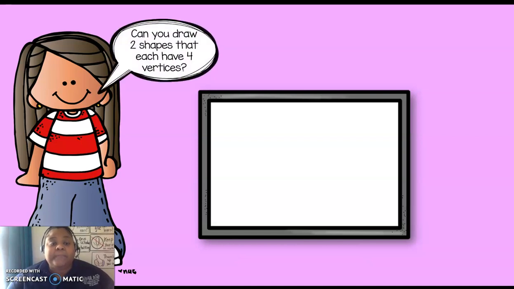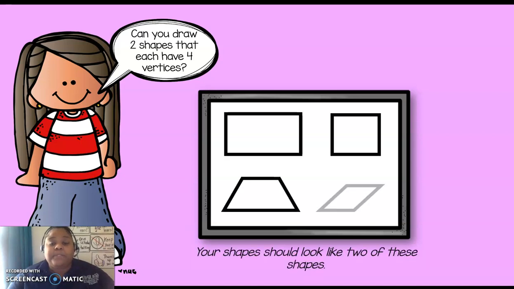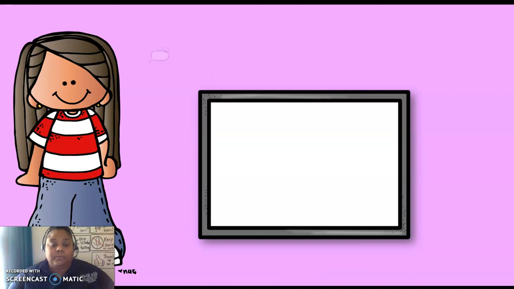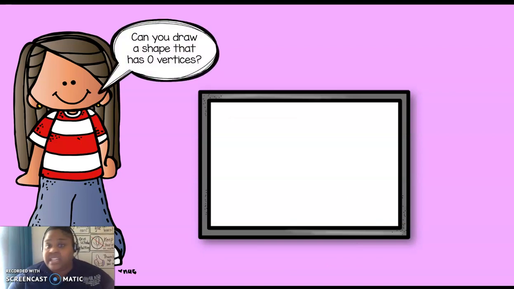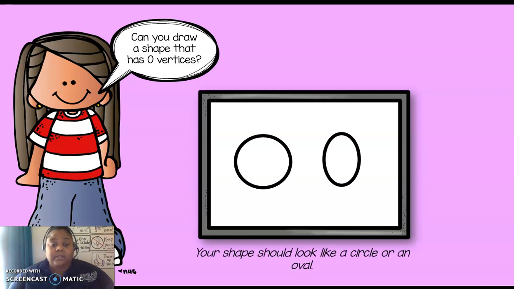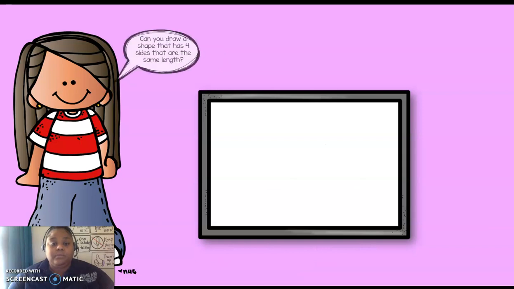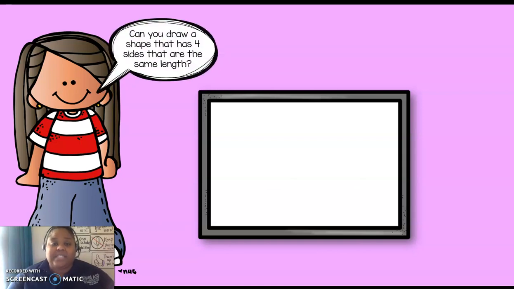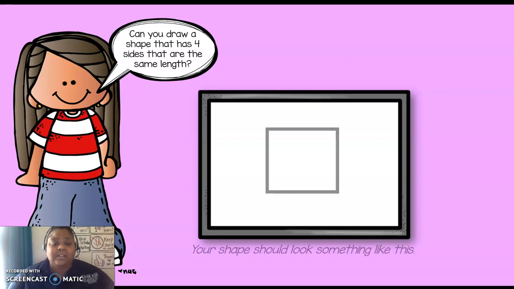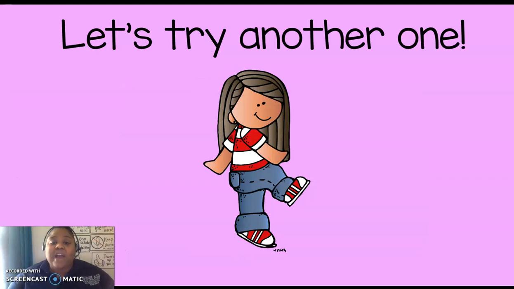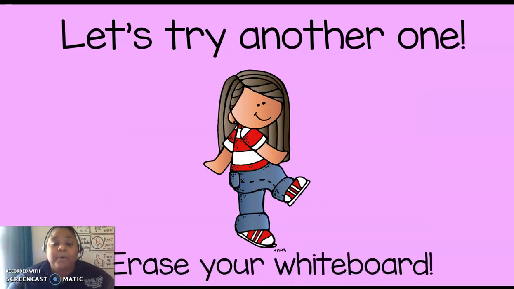Can you draw 2 shapes that have 4 vertices? Your shapes should look like 2 of these shapes. Can you draw a shape that has 0 vertices? Your shape should look like a circle or an oval. Can you draw a shape that has 4 sides that are the same length? Your shape should look something like this. Let's try another one. Erase your whiteboard.